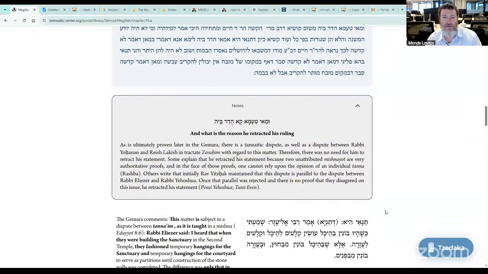All right, my time. So Rav Steinsaltz says like this: As ultimately proven later in the Gemara, there is a Tannaitic dispute, as well as a dispute between Rabbi Yochanan and Reish Lakish in Tractate Zevachim, with regard to this matter. It's not so simple if Yerushalayim is sanctified forever. Therefore, there's no need for him to retract the statement. Some explain that he retracted his statement because two unattributed Mishnahs, our Mishnah, are very authoritative proof. And in the face of this proof, one cannot rely upon the opinion of an individual Tanna. Meaning to say, though there are arguments, the fact that there are open Mishnahs and unnamed Mishnahs, which means to simplify that this is the law, means that Rabbi Yitzchak didn't want to stay with his opinion.